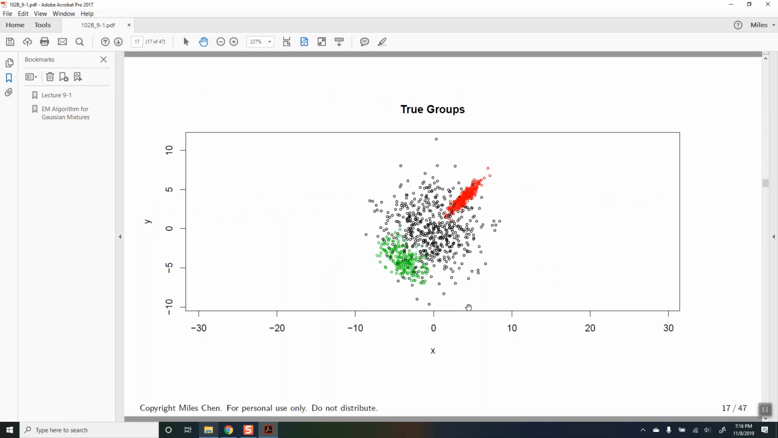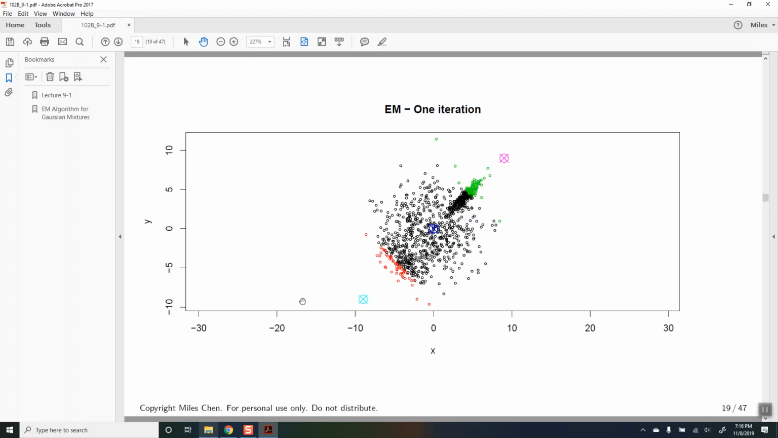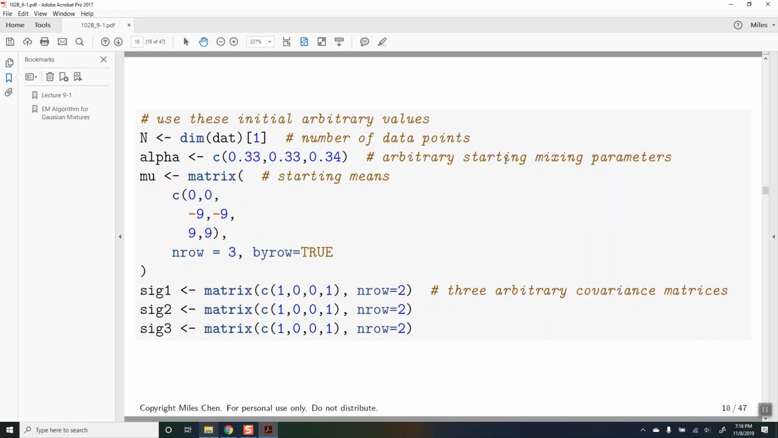Anyway, these are the true groups, and here I just started off with 3 kind of arbitrary starting points. I said I'm going to start off at 0, 0, -9, -9, and 9, 9. So these are kind of the centroids, or I guess mean 1, mean 2, and mean 3, and I gave all 3 of them the same covariance matrix. So these are definitely wrong, okay?